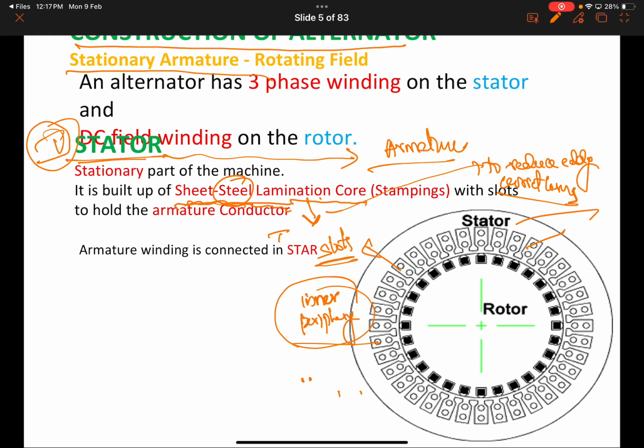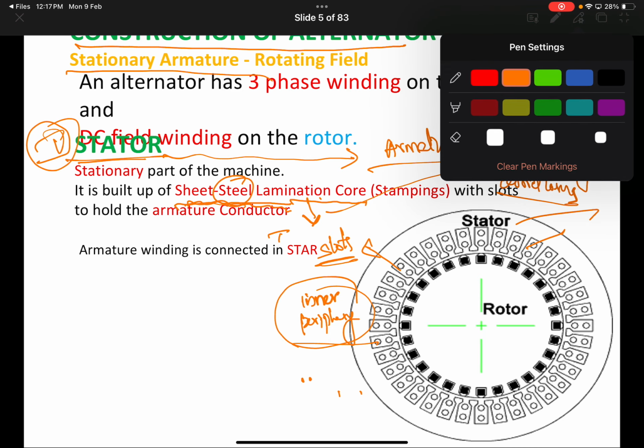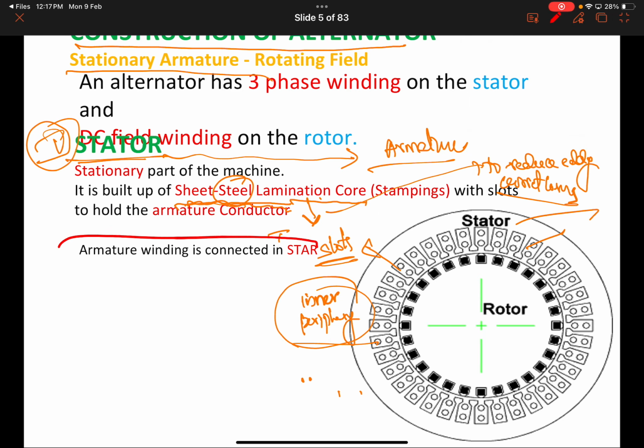Next one is how the armature winding is connected. The armature winding is connected in star connection. This is the corresponding diagram. Let's try to draw it at the end.